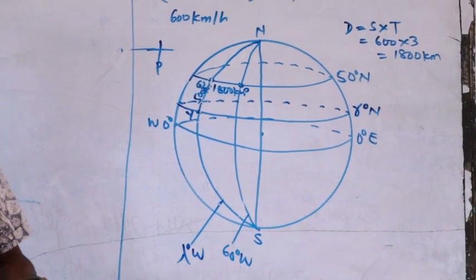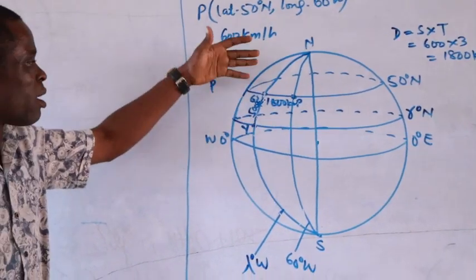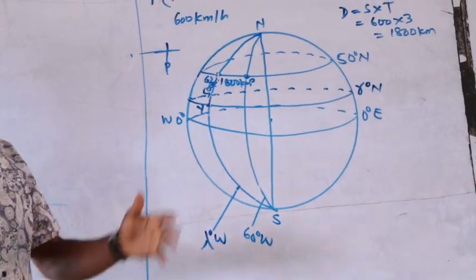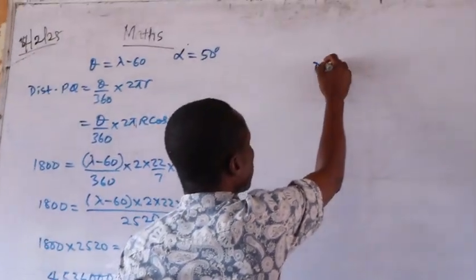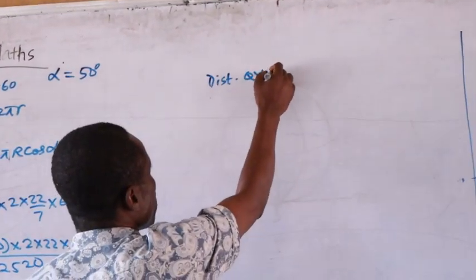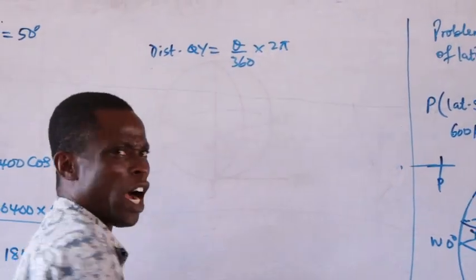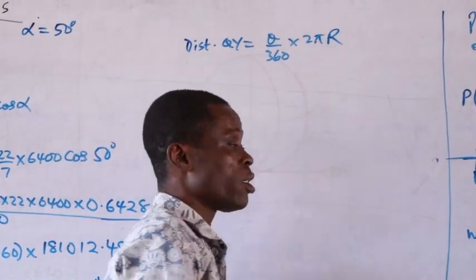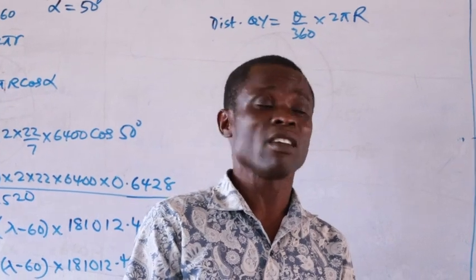Although we are looking for latitude of y, the two points lie on longitude. So that longitude is a great circle. So we are going to take it as this: distance qy is equals to theta over 360 times 2 pi R. Is it small r or bigger? Bigger, because the two of them lie on the great circle. That meridian is a great circle.